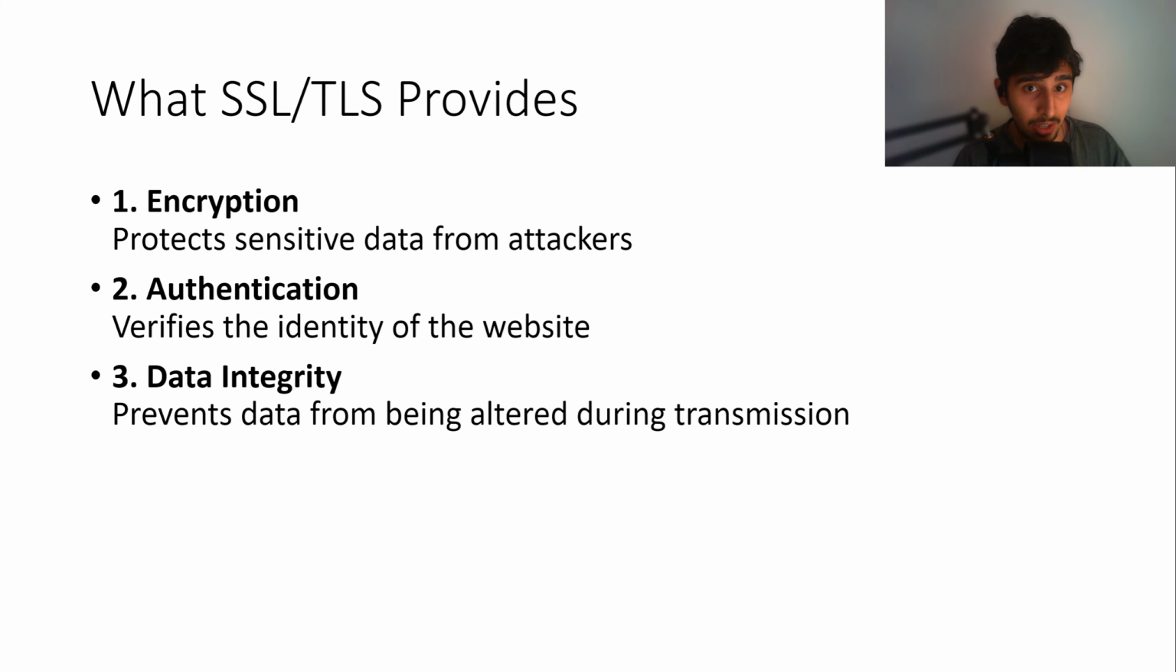So what do SSL and TLS provide? SSL and TLS provide three important security features. The first one is encryption. This protects sensitive information like passwords or credit card details so an attacker can't read it. Second is authentication. This confirms that the website you're talking to is actually the real website. And the third is data integrity, which ensures that the data isn't modified or tampered with during transmission. Basically, it prevents someone from sneaking in and changing the message halfway through.